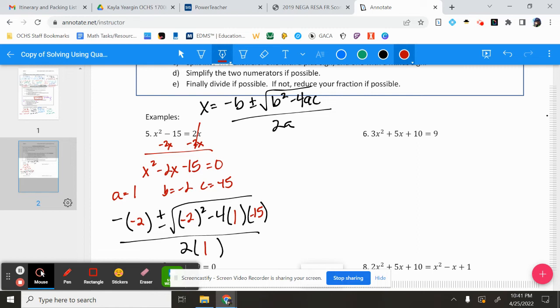Parentheses, -2, parentheses squared, -4, open parentheses, 1, close parentheses, open parentheses, -15, close parentheses. At this point, you want to hit the over arrow, whether you're in your black calculator or in Desmos, so that the radical will stop drawing the line all the way across. Then you want to hit the down arrow to go to the denominator, where you would type in 2 times 1.